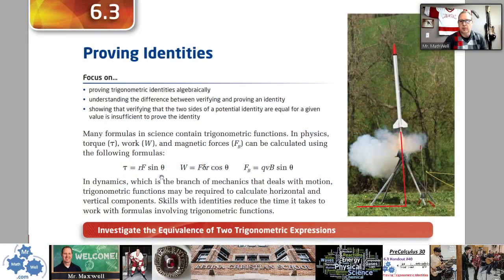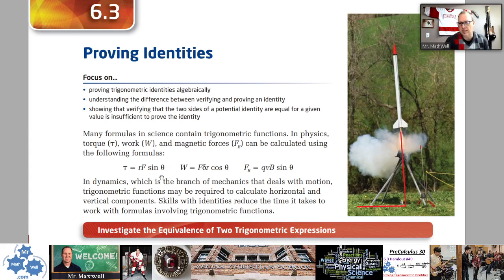Okay, Pre-Calculus 30, we are in section 6.3. We are talking about proving identities now. We've talked in 6.2 and 6.1 about verifying statements. Verifying statements is where we insert a value for the variable and see if the right side equals the left side. If the right side does equal the left side when we put in the same value for the variables on both sides, then that's a verification that this statement is true.